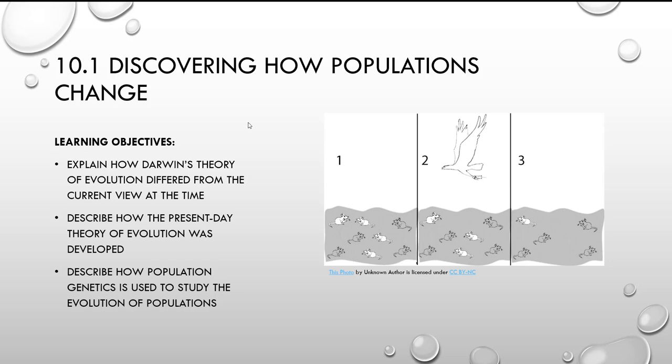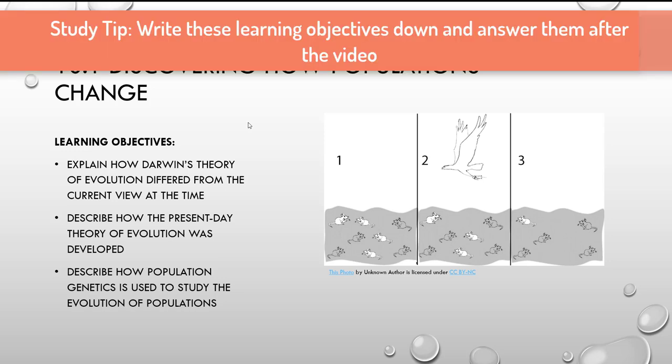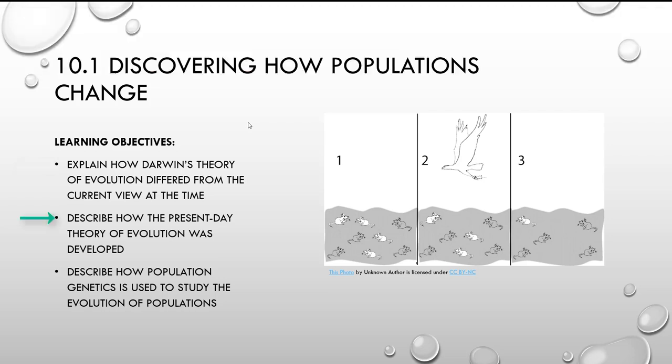By the end of this video, you should be able to explain how Darwin's theory of evolution differed from the current view at the time, as well as describe how the present-day theory of evolution was developed, and then be able to describe how population genetics is used to study the evolution of populations.